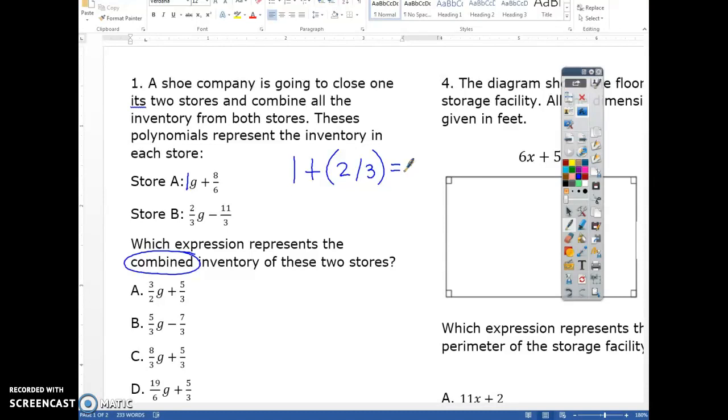1 plus parentheses 2/3. Now, why do I have to put it in parentheses? That's the way that I'm telling the calculator that it's a fraction. If you don't do that, it might give you the wrong answer. Okay?